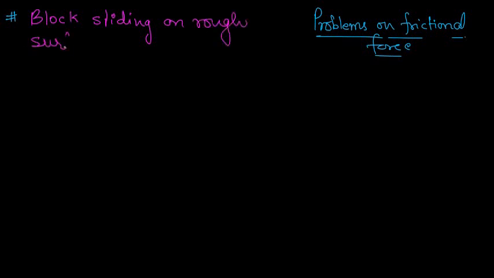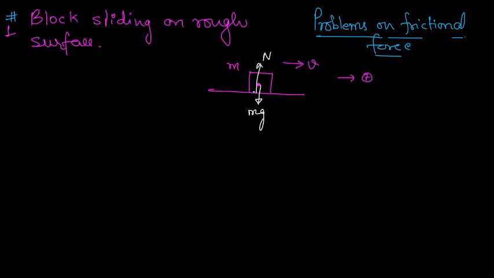On rough surface. So this is the first problem that we are going to deal with. Suppose there is some surface on which there is a block of mass m, and it is moving with velocity v. Let us suppose that this direction is the positive direction of motion. If you write the forces on this block, there will be an mg downward force, a normal force N, and a frictional force fs.